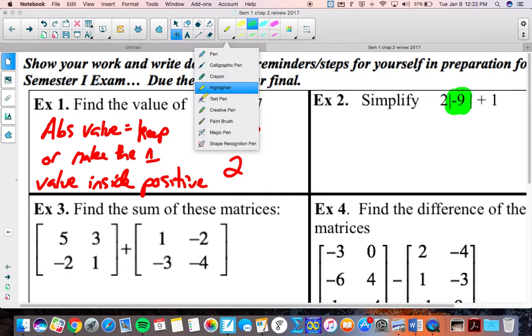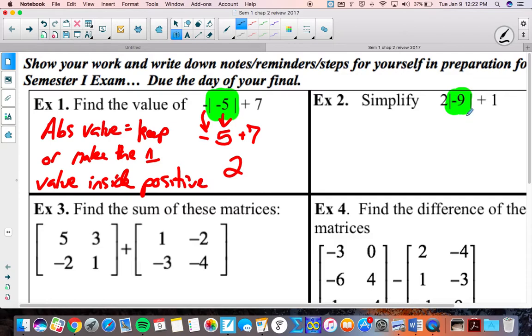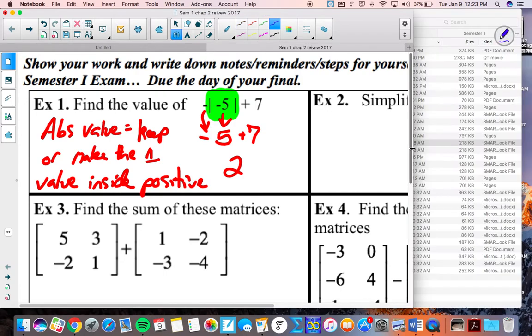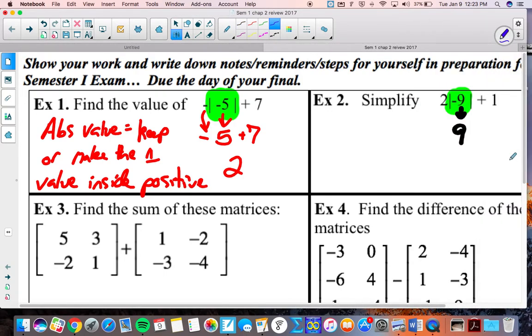What's inside the absolute value sign is just one number. If there were more than one number, I would need to simplify and evaluate the numbers inside the absolute value sign. But now I can just go ahead and do the absolute value of -9, which is +9. So I have 2 times 9 plus 1.